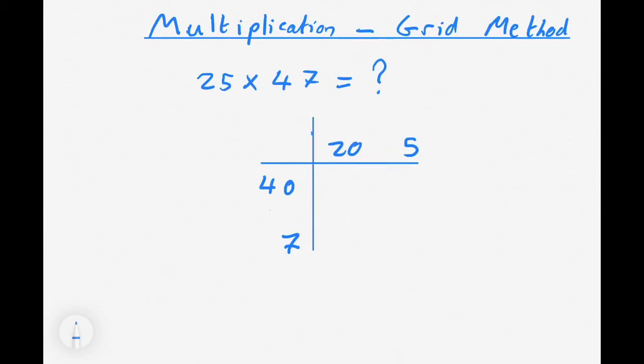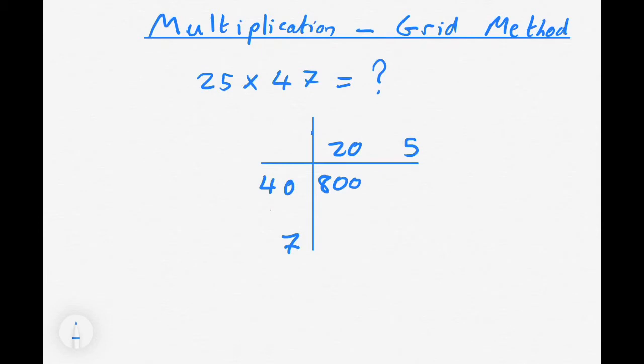So 40 times 20. Now, 40 times 20 is quite tricky, but we know that 4 times 2 is 8, and that there's 2 zeros left over. So the zeros, you can count and put those next to it. So 40 times 20 is 800, but it's really just 4 times 2, and then the 2 zeros go on the end.